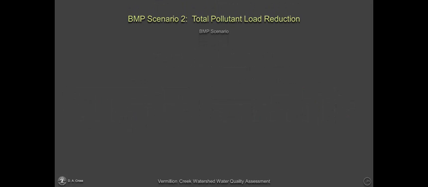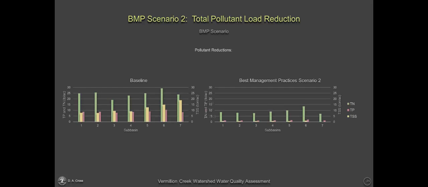Taking a look at BMP scenario number 2, total pollutant load reductions, we have for all subbasins, because recall we deployed these BMPs for all pastures and agricultural lands across all subbasins, not just for subbasins 1, 2, and 5, we see that the total nitrogen load has been reduced by 63%. Total phosphorus has been reduced by 85%, and total suspended solids reduced by 94%.